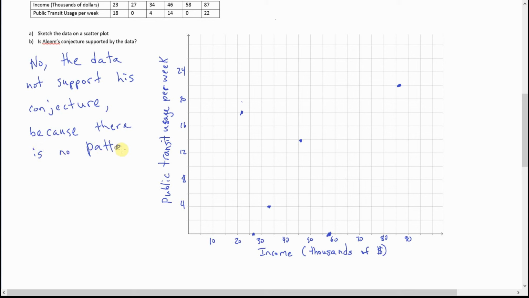So make sure you write this in your notes. We could probably use more data. And maybe if we polled 1,000 people, we might see a trend. Or we wouldn't say trend in this case because it's not over time. We would see a pattern.